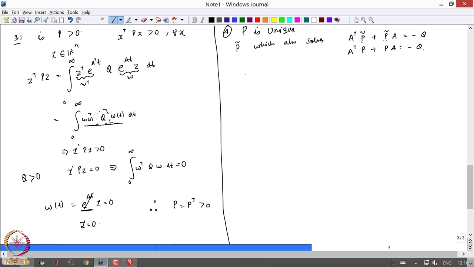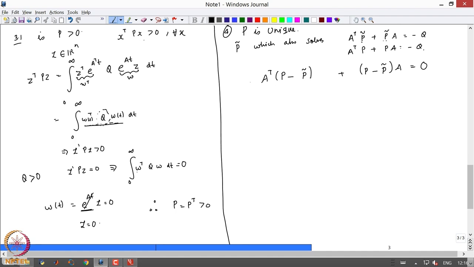So I just do some manipulations here. This will turn out to be A transpose (P minus P tilde) plus (P minus P tilde) A is 0, just by subtracting these equations.